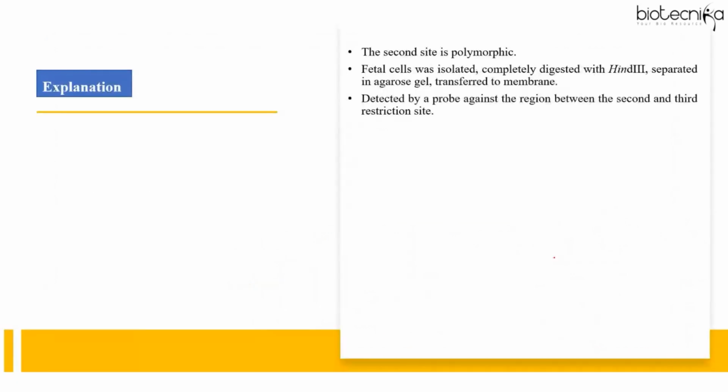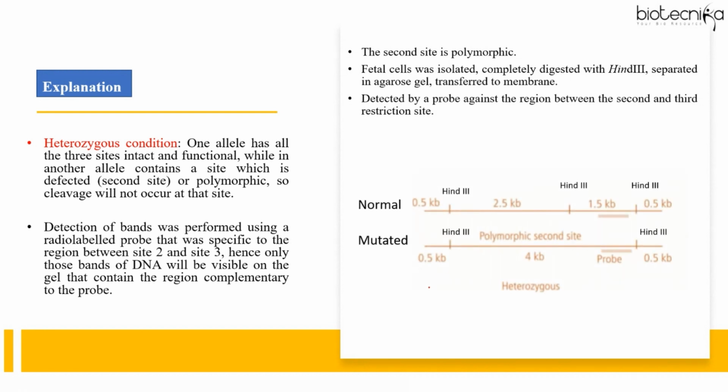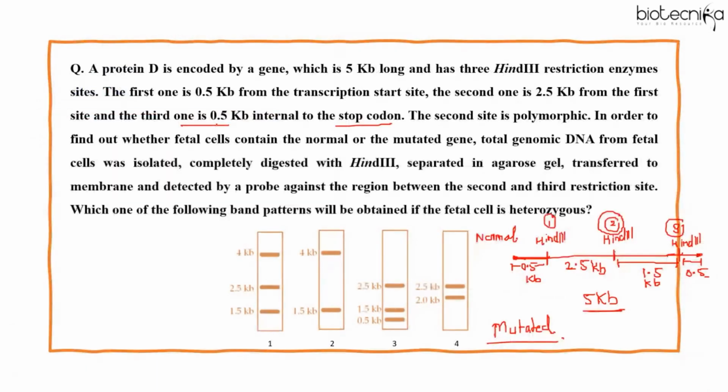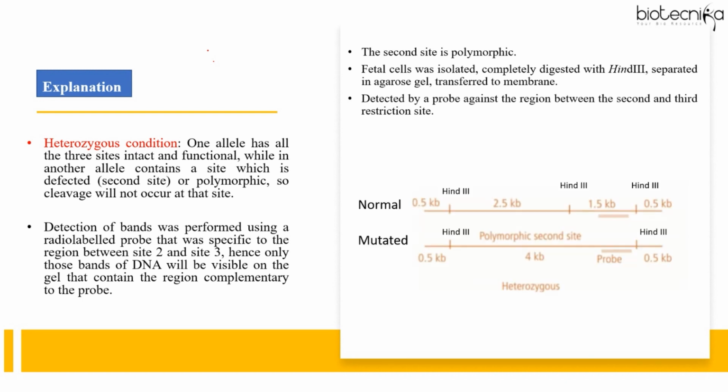Okay. So here you can see this is the normal and the mutated condition, right? The heterozygous condition, as mentioned in the question that we have to find out, the band patterns if the fetal cell is heterozygous. That means it will have one normal allele and another mutated. In the normal allele, all three sites for HindIII restriction enzyme are present, but in the mutated, the second is polymorphic, so it will not be present, right? So there will be no digestion occurring at the second site.